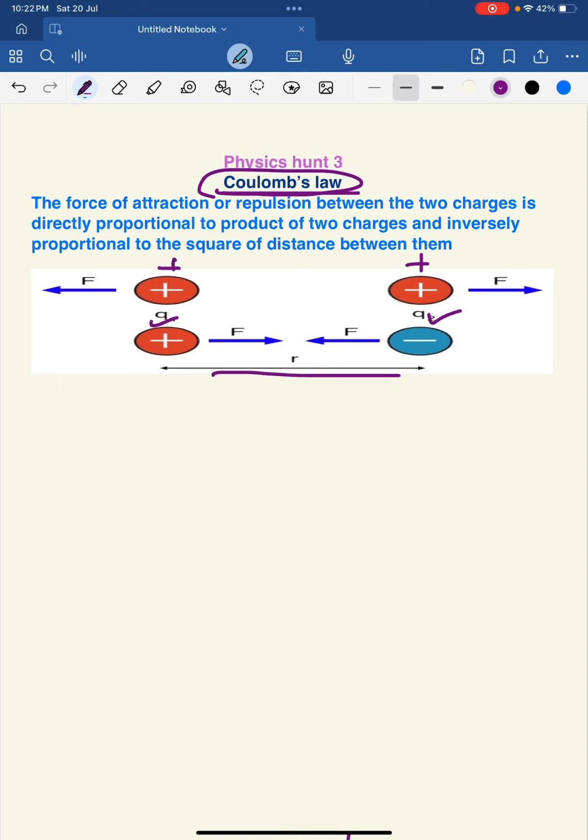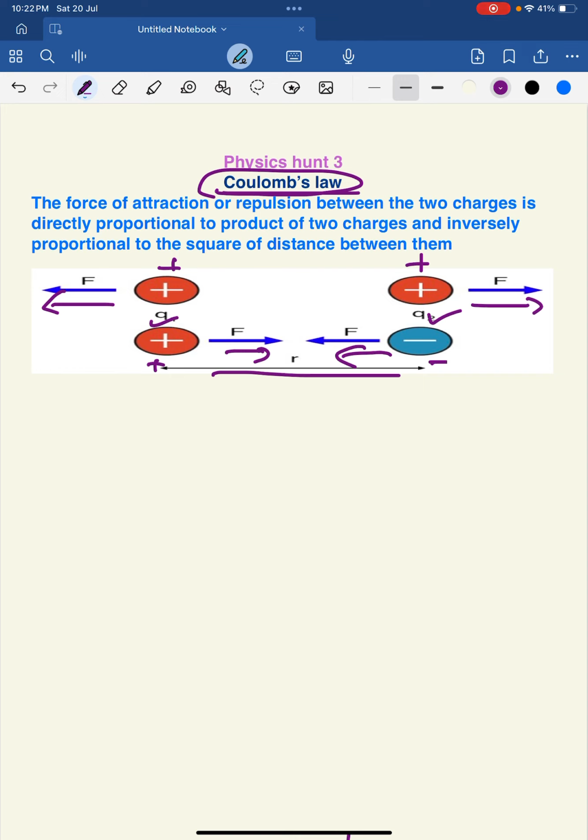Suppose Q1 is positive and Q2 is also positive. Positive-positive means a repulsive force is acting between the two charges. Similarly, suppose Q1 is positive and Q2 is negative. Here opposite charges means an attractive force is acting.